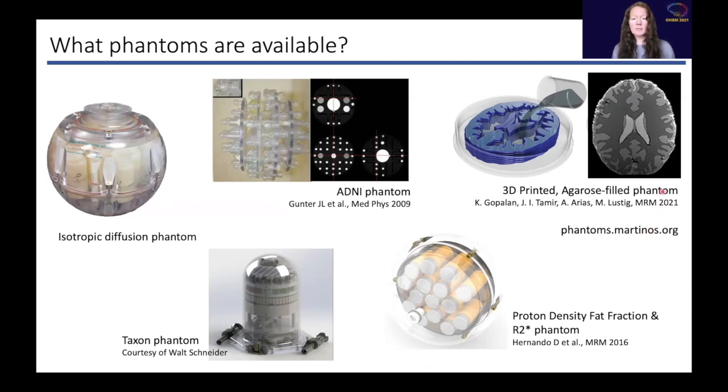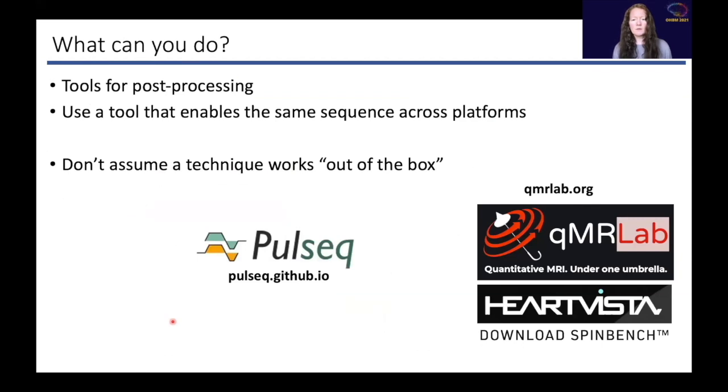Recently, groups at Berkeley and MGH demonstrated anthropomorphic geometries that could be created using 3D printing and gels. And Walt Schneider is leading an effort to create a diffusion tensor imaging phantom that will be used by many VA sites in the coming years. There are also tools to do standard analysis pipelines, and that'll be discussed more in the next talk.